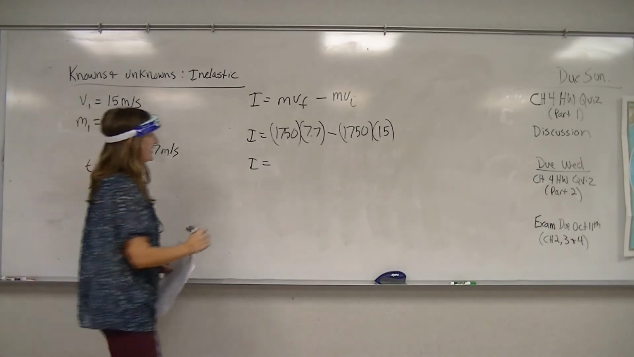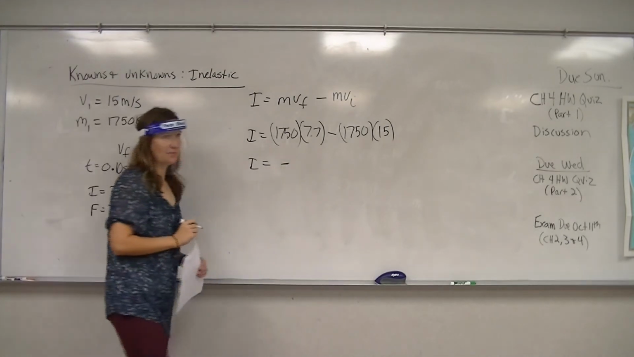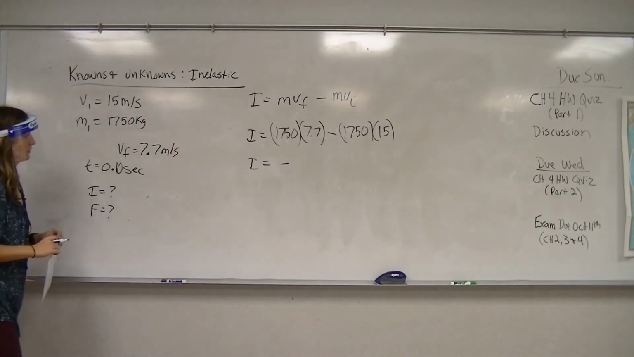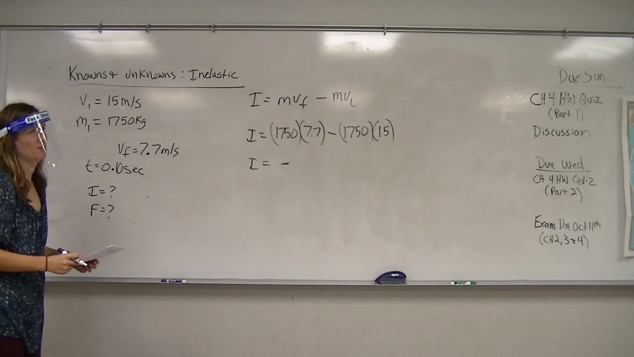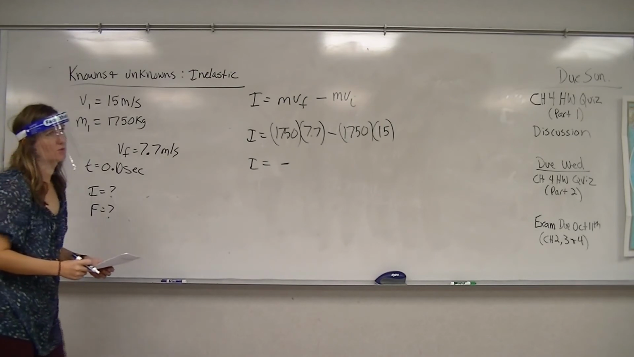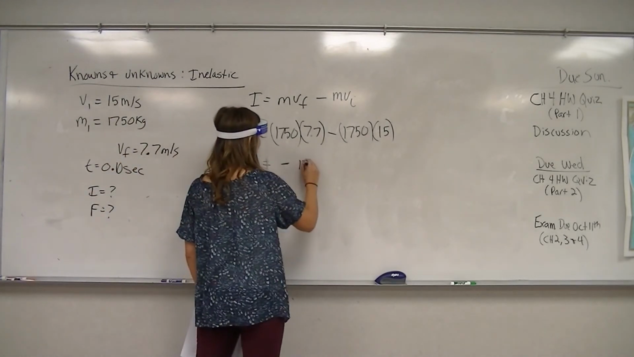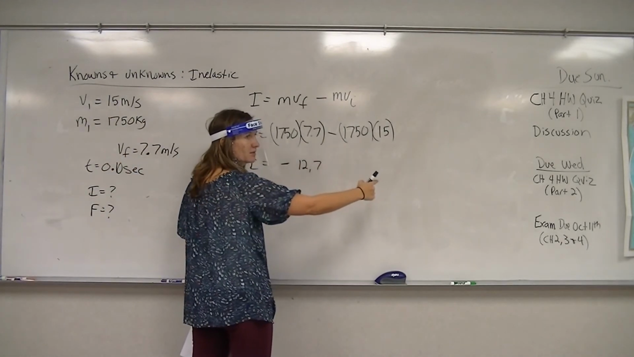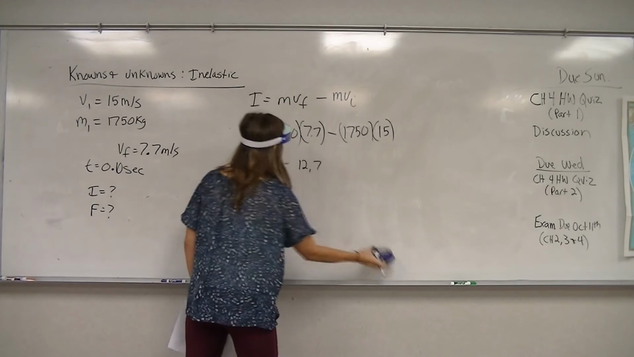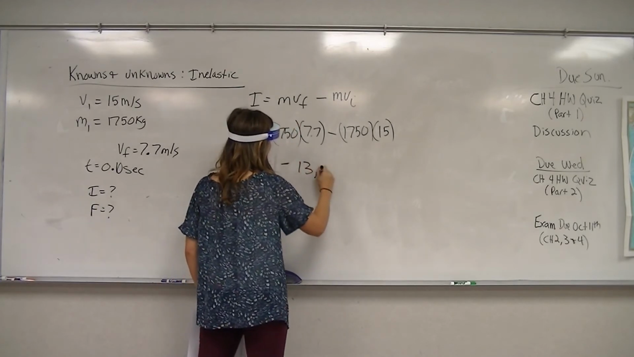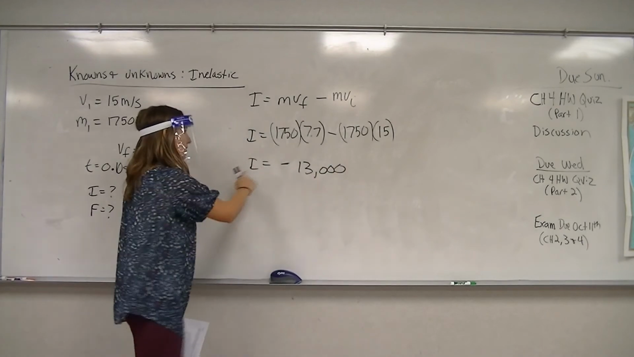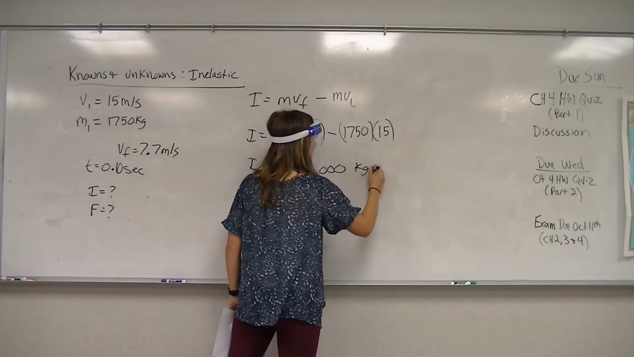And it looks like we're going to get a negative impulse, and that's fine. It can be negative. I'm trying to remember, was it 13,000 when you rounded to 2? 12,700 or something? Okay, so we need 2 sig figs. So when you round it up, it's negative 13,000 kilograms times meters per second.